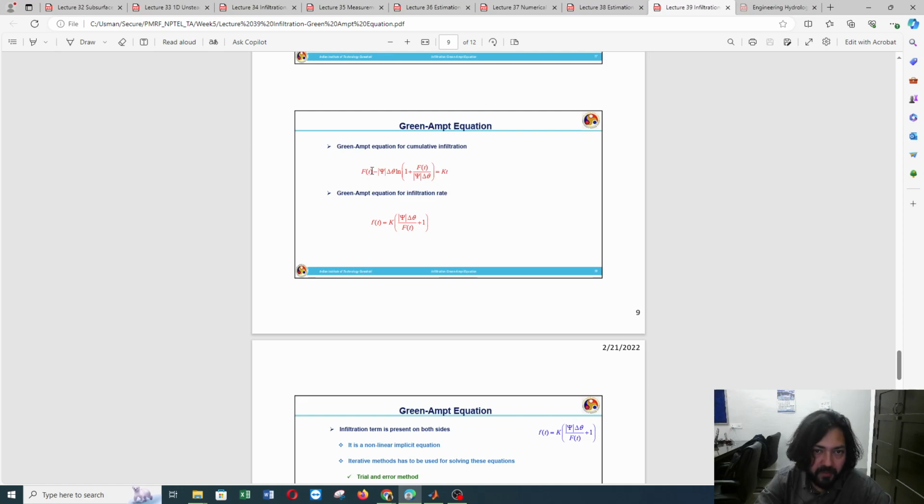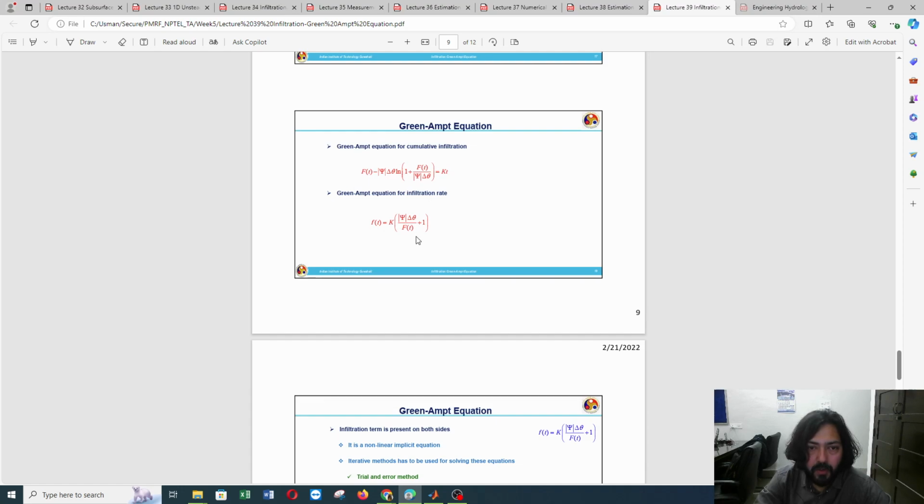So the first term is F of t, which is cumulative infiltration. Second term is psi, which is nothing but suction head, right? Theta is nothing but moisture content which is there in the soil, and K is hydraulic conductivity. So if we know these four parameters, we can calculate F of t.